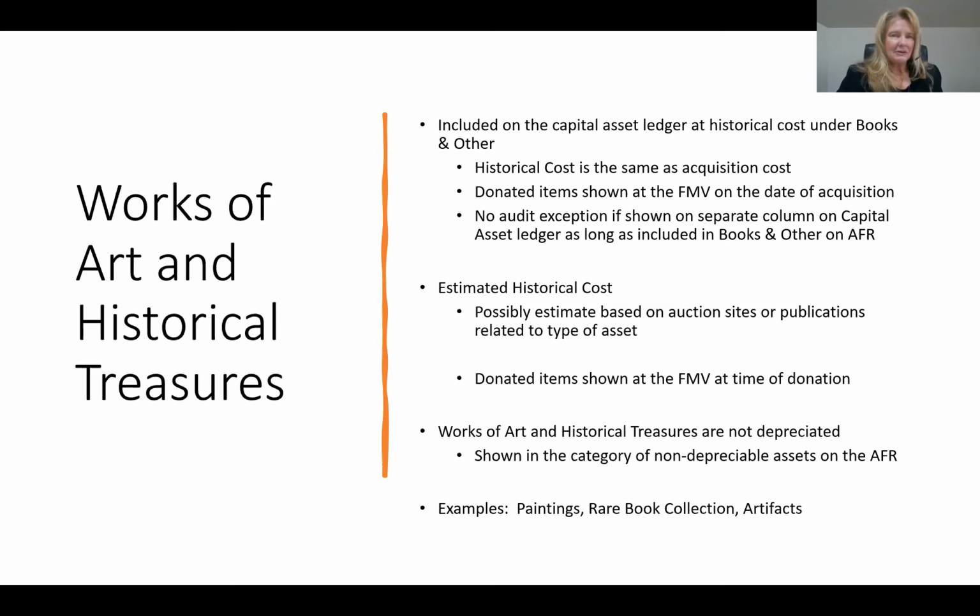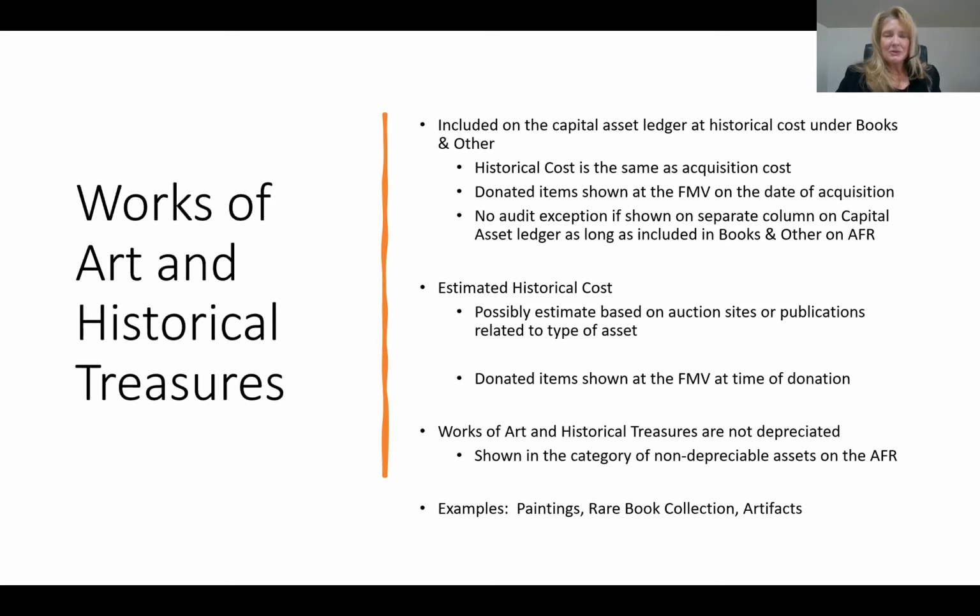We've been asked if you can show those rare book items or artifacts in a separate column on the capital asset ledger to get them out of books and other. We're not going to take exception to that on the capital asset ledger if you add a separate column for those to make it easier. But when you put them on the annual financial report, you'll have to put them back into books and other to show them that way.